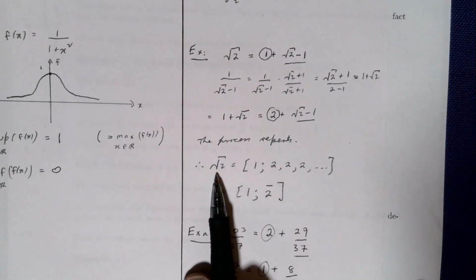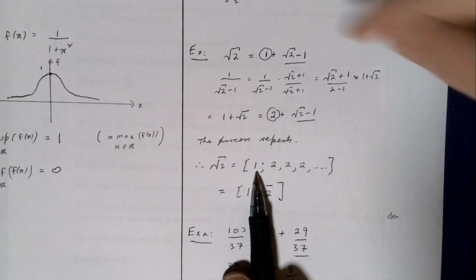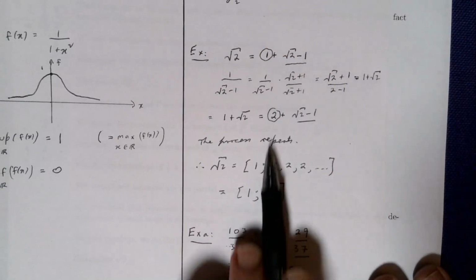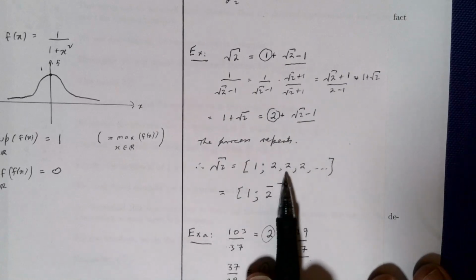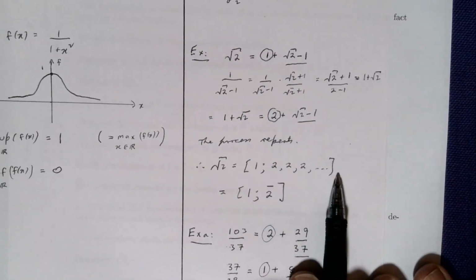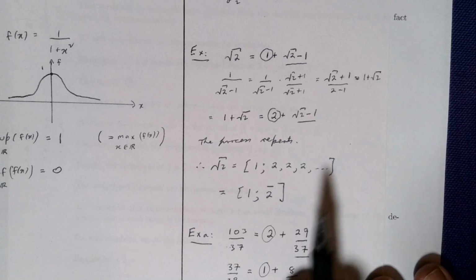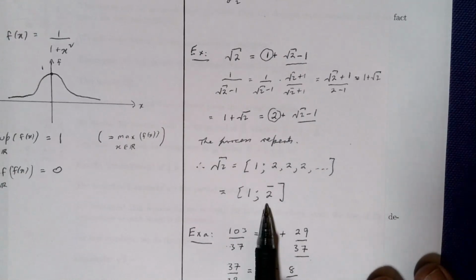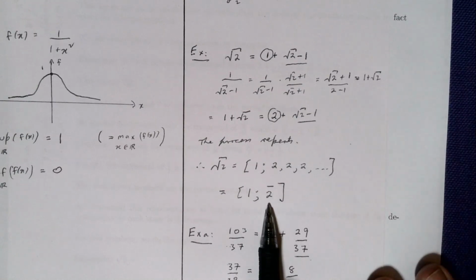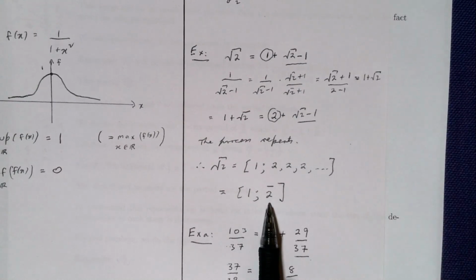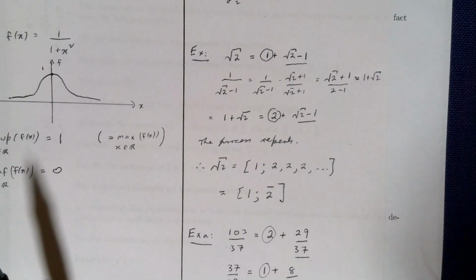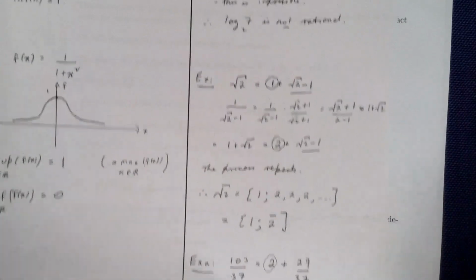And so as a continued fraction, this is going to be 1, that was the integer part back up here, semicolon, and then I'm going to get 2, and then I'll get another 2, and another 2, and so on forever. We're going to write that just with a bar notation of 1 semicolon 2 with a bar. That simply means the 2 goes on forever. So that's the continued fraction expansion, as it's called, for root 2.